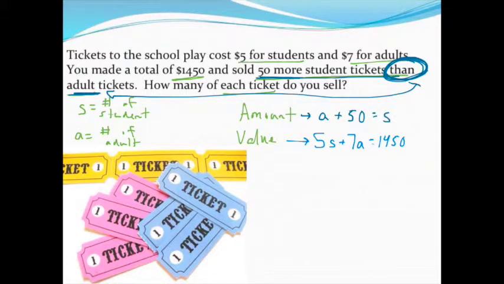Now, some people think that's backwards because we said 50 more student tickets than adult tickets, but think about it for a second. If I say 50 more student tickets, what that means is that there are more students. So just pick a random number to plug in for A. For example, if A was 50, then 50 plus 50 gets me 100 student tickets, which is what I wanted. I wanted more student tickets. So even though it seems backwards, it actually is correct.